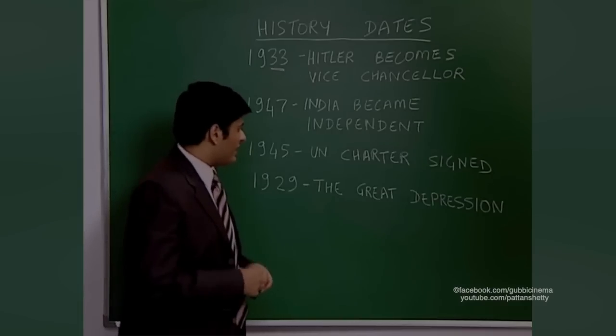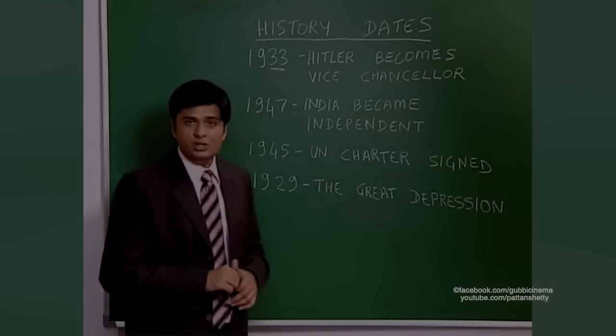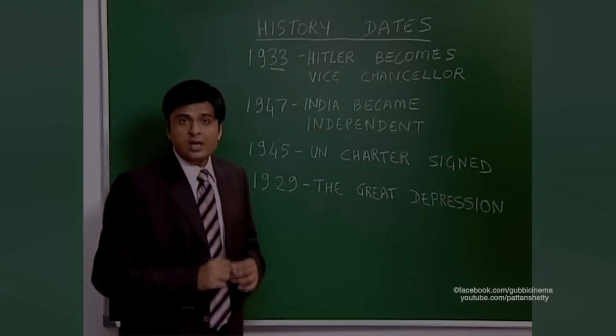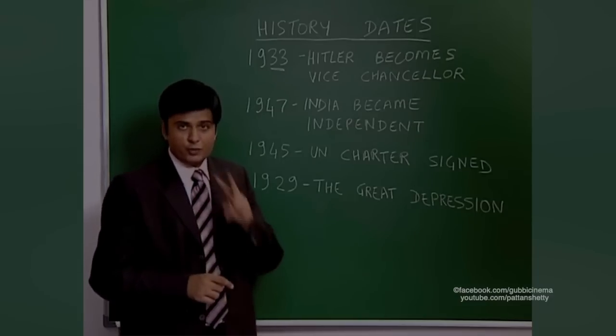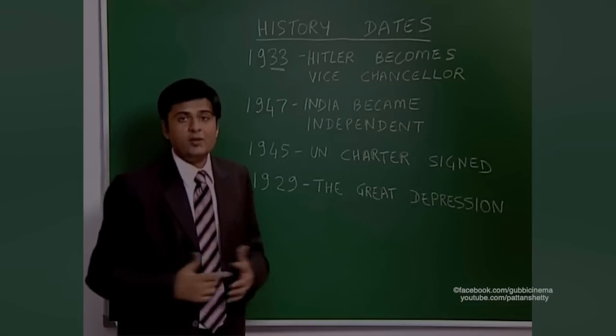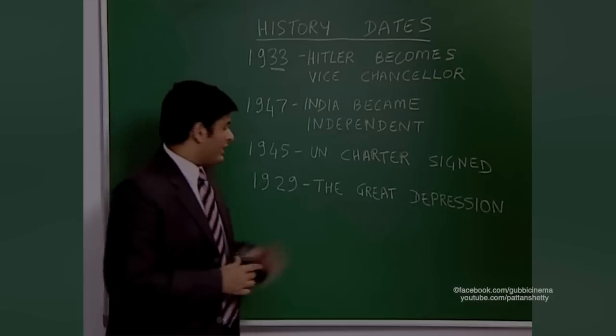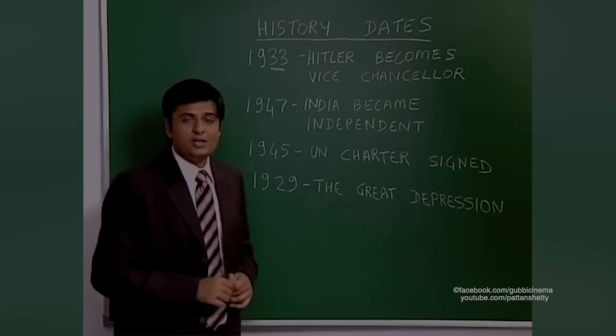So whenever in the exam they ask you when was the Great Depression, your mind will start thinking that during the Great Depression people wore their shoes, which will remind you of 2, and went to another planet, which will remind you of 9. So the Great Depression took place in 1929.